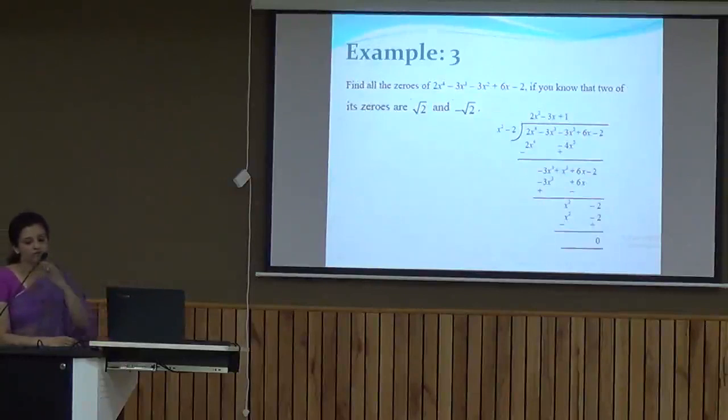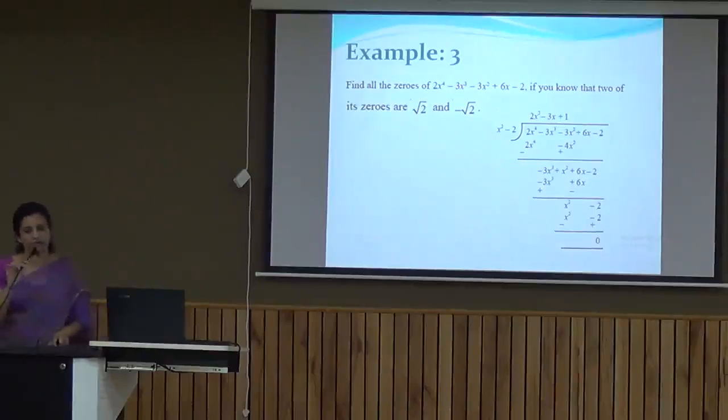Now let's come to a very popular question. Find all zeros of the given polynomial. Now this is a pretty long polynomial. What is the degree? Yes, biquadratic or quartic. 2x to the power 4 minus 3x cube minus 3x square plus 6x minus 2, if you know that 2 of the zeros are root 2 and minus root 2.